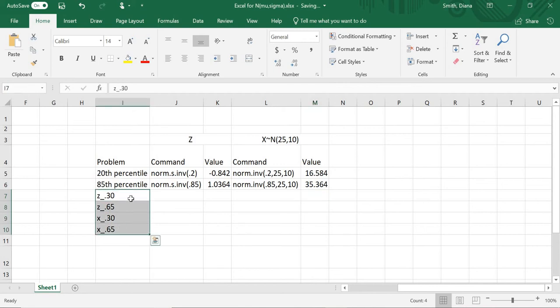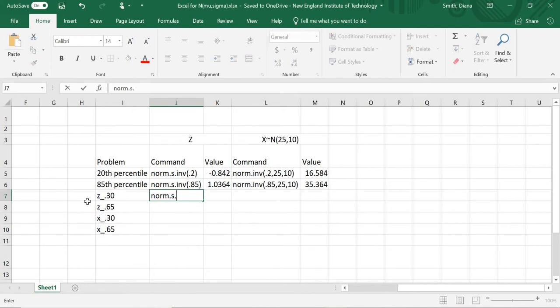Okay, the next four things I'm going to look at, 2 of them have to do with the z-score, so I'll put them over here. And then the other 2 are x values, so I'll put those over here. So z sub 0.30, remember that is the z value whose area to the right is 0.3. What I need is the area to the left. So what I'm going to do is norm.s.inverse of 1 minus 0.3.